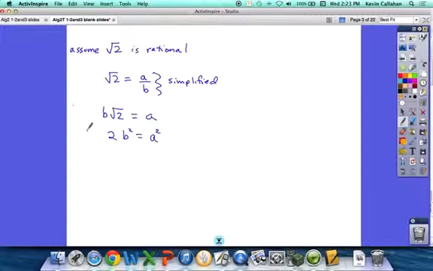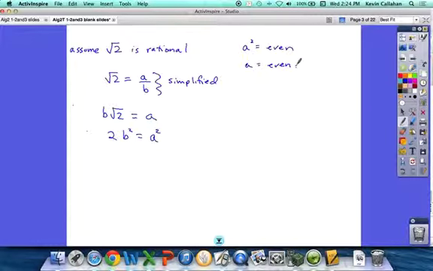a squared. Okay, if a squared equals 2 times a number, is a squared even or odd? It's got to be even, right? It equals 2 times something, so it's got to be an even number. So if a squared is even, what does that tell you about a? Is a even or odd? It's got to be even. If you square an even number, you get an even number. If you square an odd number, you get an odd number. So that tells us that a is even.